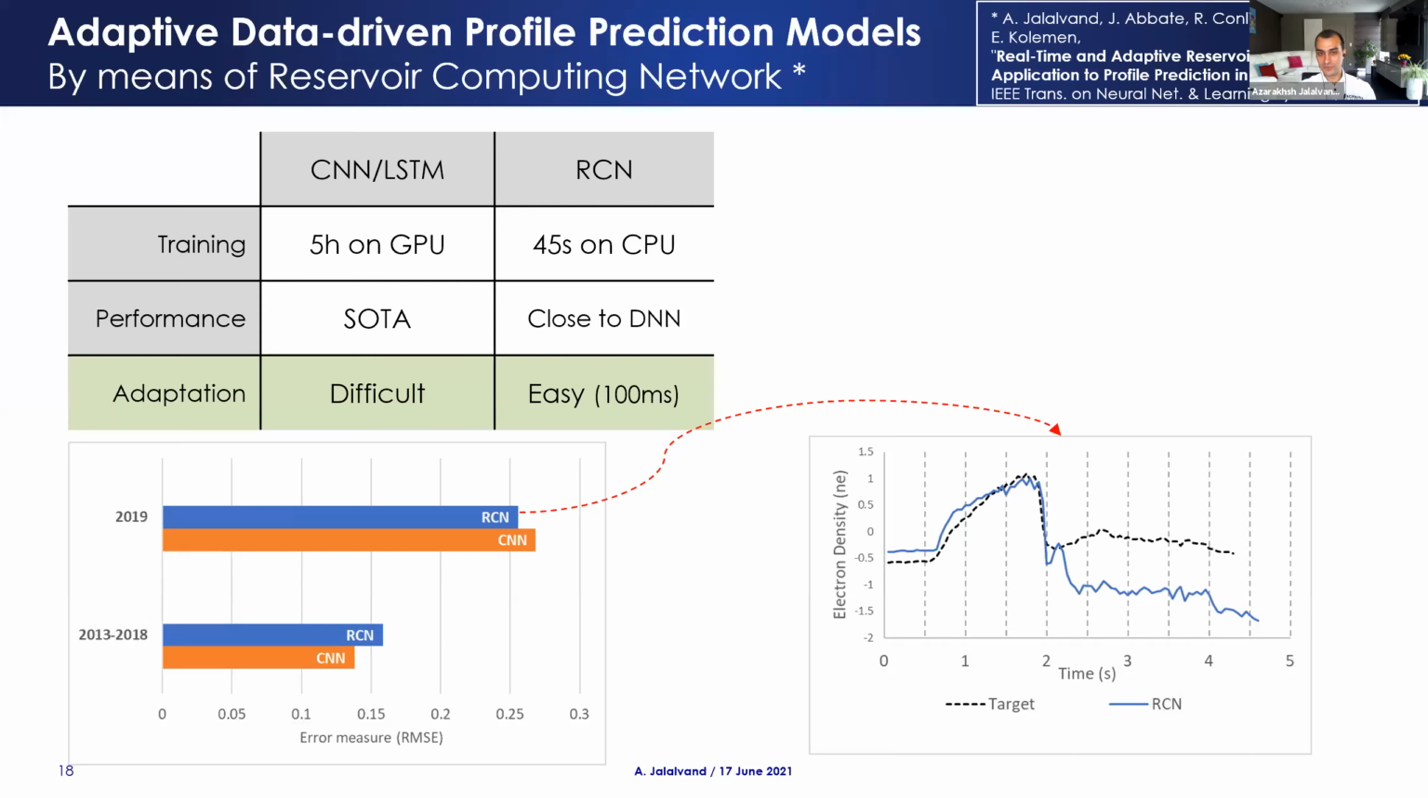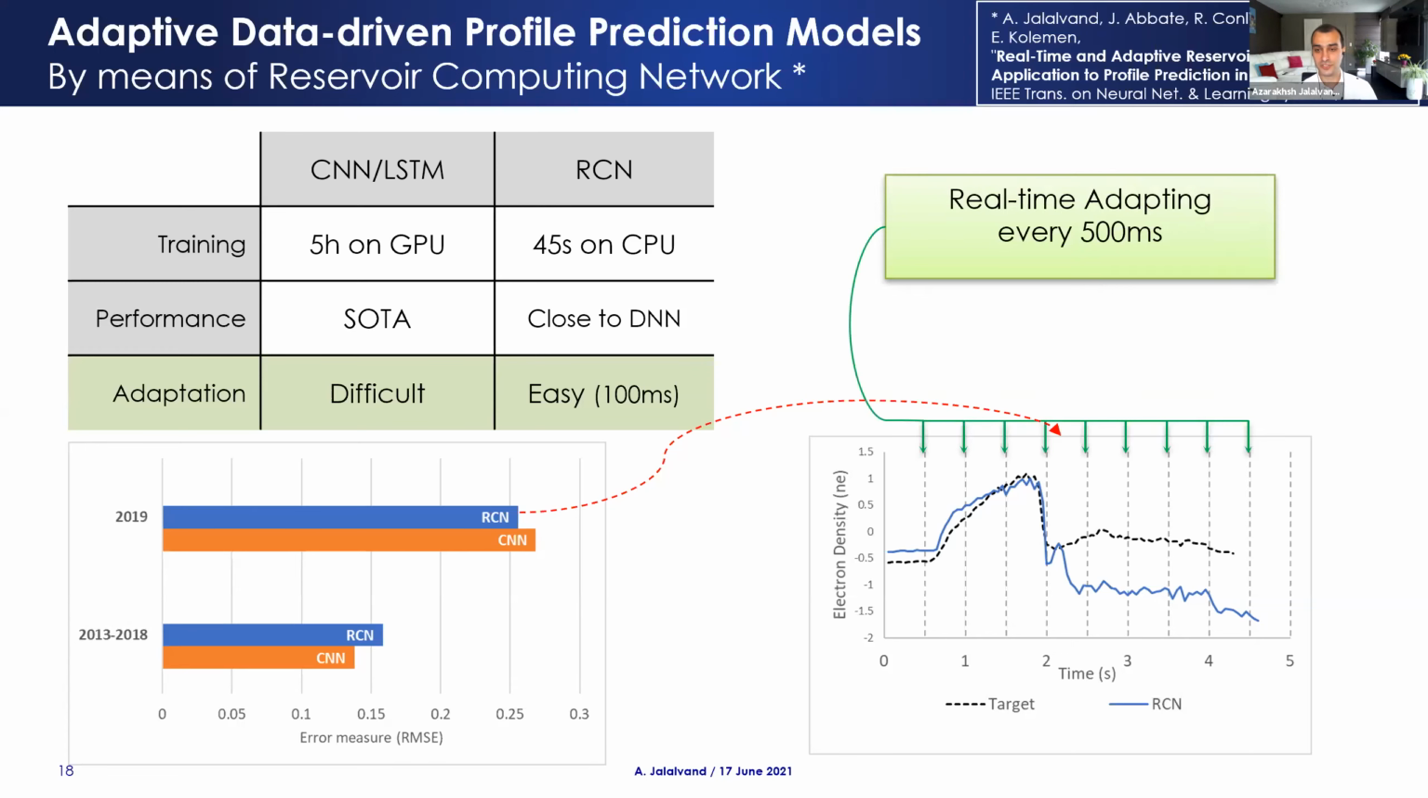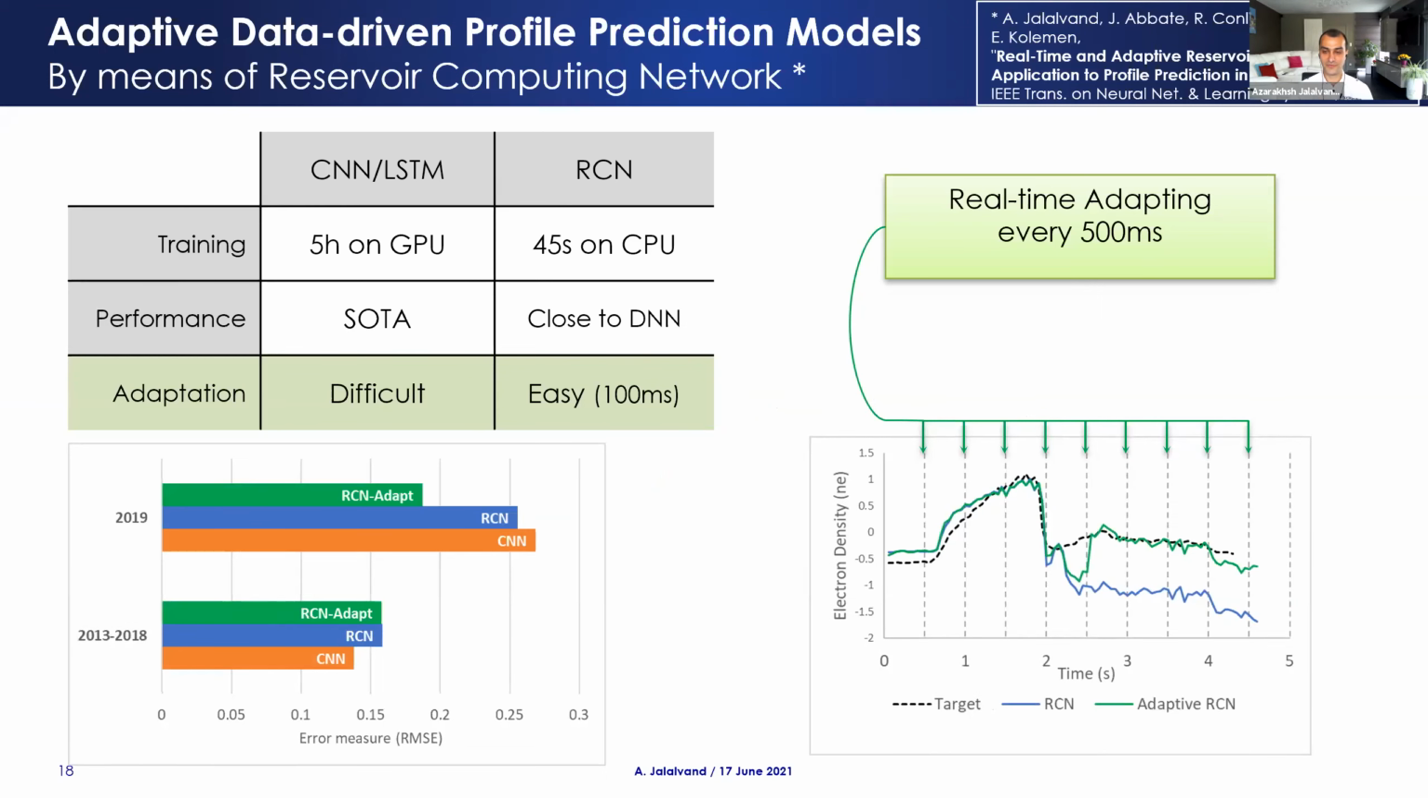And I won't go into details of this adaptation. If you have a specific question, we can discuss it later. But we actually try to adapt the model every 500 milliseconds. So that means the model is first trained on the previous data, 2013 to 2018. But whenever we have a new shot, every 500 milliseconds we collect that data and adapt the reservoir computing. Again, 500 milliseconds, adapt, and so on and so forth. And see what happens. Very good.